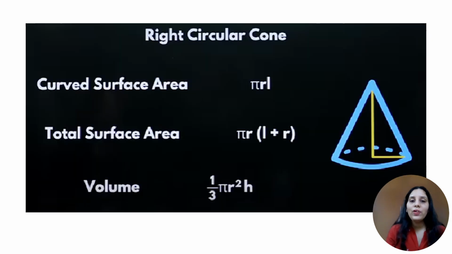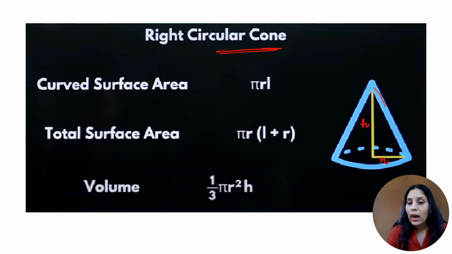Now next up we have is cone. Now cone, there are many examples. If you see the joker's cap, that's a cone, ice cream cone, all those are cone shaped. Now here in the cone we have a circular shape at the bottom, so this becomes the radius. This is the radius of the cone, and this is the height of the cone.